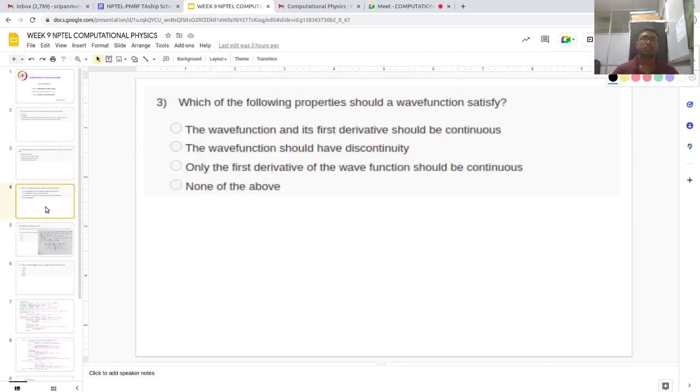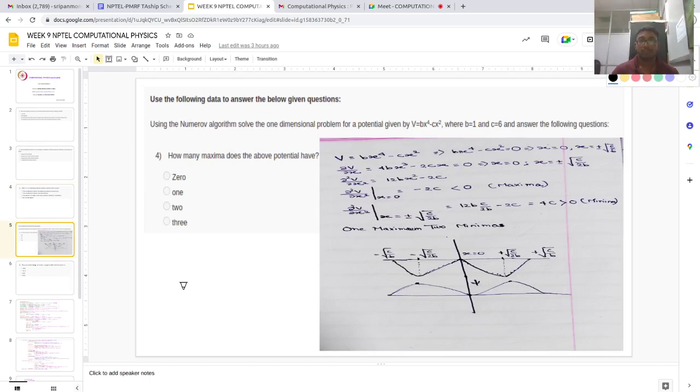Now if we have the third question, this is just a basic question, you can answer it, right? Which of the... Yes. Tell me. Wave function and its first derivative should be continuous. Yeah, correct. So this doesn't need any discussion, I think. Okay, so let's move on to the next question.